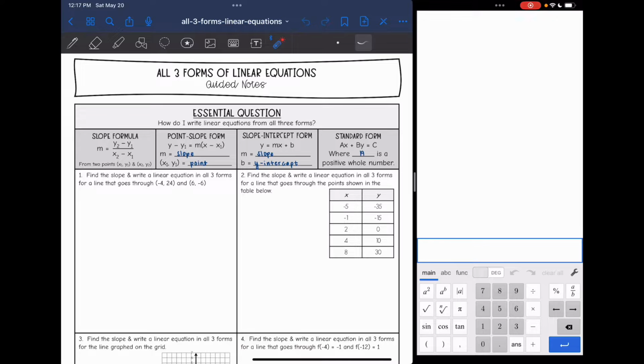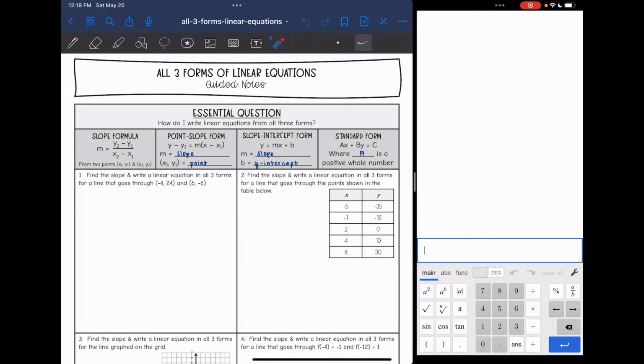Then once you have a slope and a point, you can write your equation in point slope form, which is y minus the y value of the point equals m, the slope, times x minus the x value of your point. Then you can convert it to slope-intercept form, where m is the slope and b is the y-intercept, and y equals mx plus b. And then we can convert that to standard form by moving x to be on the same side of the equation as y, and then just making sure that a is a positive whole number.